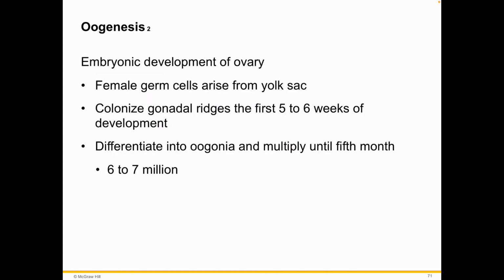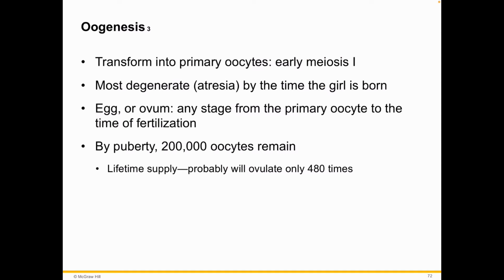Embryonic development of the ovary. The female germ cells arise from a yolk sac, and they are going to colonize the gonadal ridges in the ovary in the first few weeks of development. As one grows and matures, they differentiate into oogonia, and they will multiply until the 5th month to about 6 to 7 million. Each one of these is going to transform into a primary oocyte during the early stages of meiosis 1. Most degenerate, by atrophy or atresia, by the time the young girl is born.